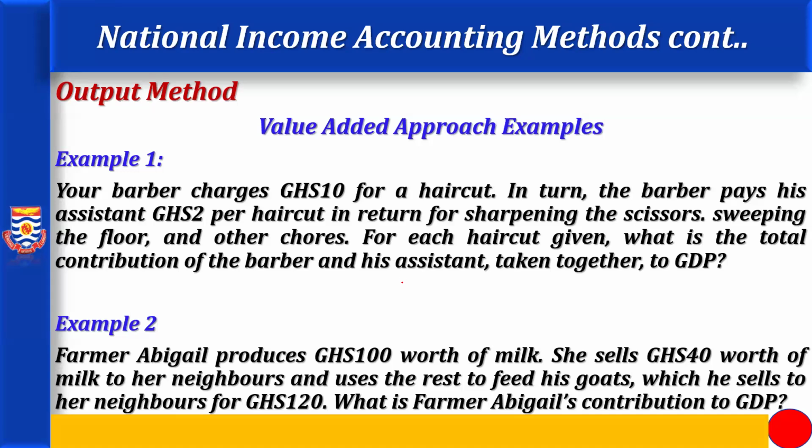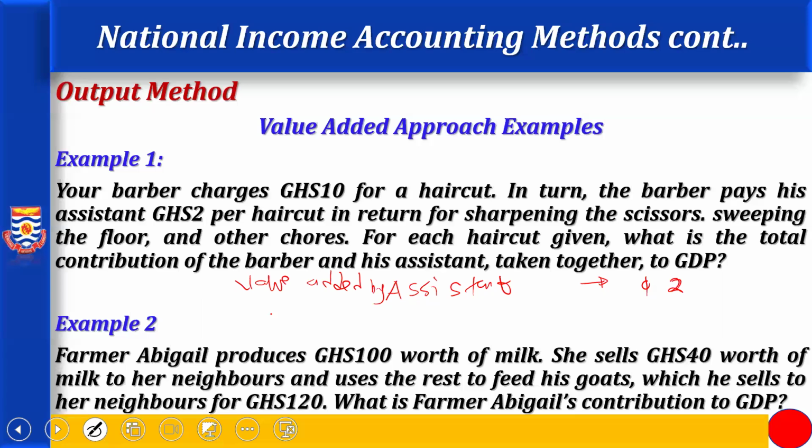So the assistant of the barber, the value added by the assistant is 2 cedis. Why is it 2 cedis? It's 2 cedis because when they do a haircut for the final consumer, they charge 10 cedis. But how did we get there? The barber's assistant gets 2 cedis because he sharpened the scissors, he swept the floor, he did all the other chores before the barber cuts the hair. So his value added is the 2 cedis.